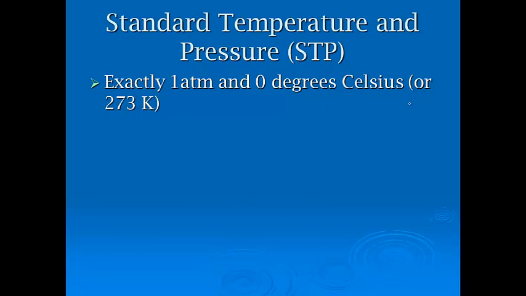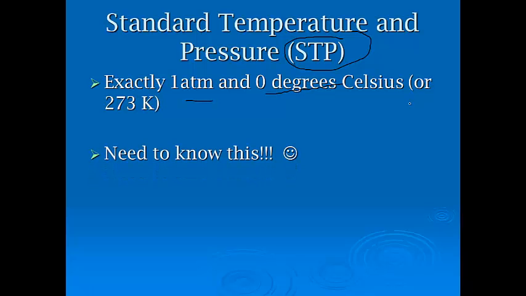All right, last thing you have to know is something you just have to memorize. What's called standard temperature and pressure, or STP, is exactly 1 atm and 0 degrees Celsius, or 273 Kelvin. You just need to know this, and we will do more problems in class. Okay, I hope that helps.